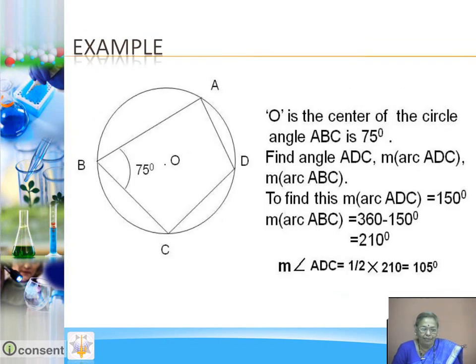Now let us take another example. In this example, a circle is drawn and a quadrilateral is also drawn. In this figure, angle B is 75 degrees. Now you have to find out the arc intercepted by angle B. Here, the arc will be twice the inscribed angle. That is why it is equal to 75 into 2, which is equal to 150 degrees.